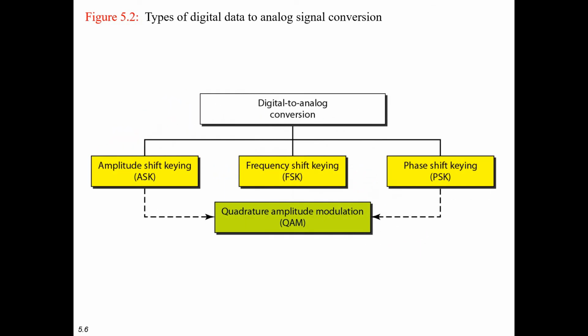Now let us see the types of digital data to analog signal conversion. We have amplitude shift keying, frequency shift keying, phase shift keying, and the combination of amplitude shift keying and phase shift keying, which is QAM, quadrature amplitude modulation.